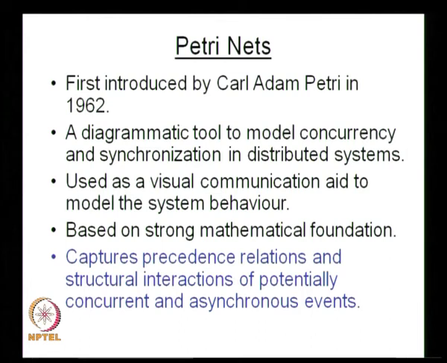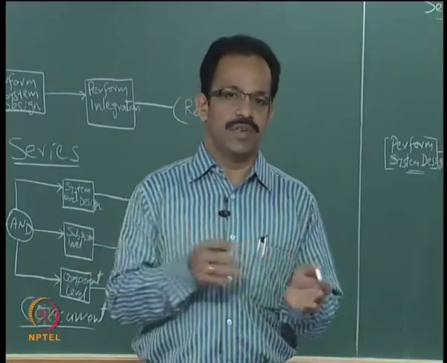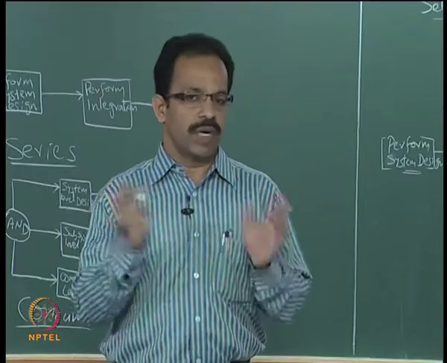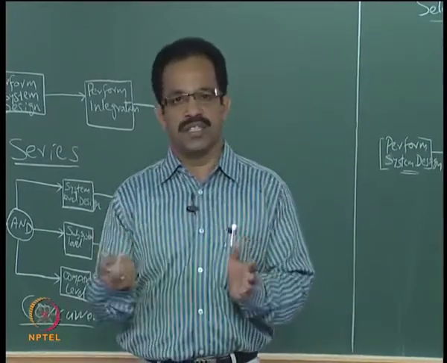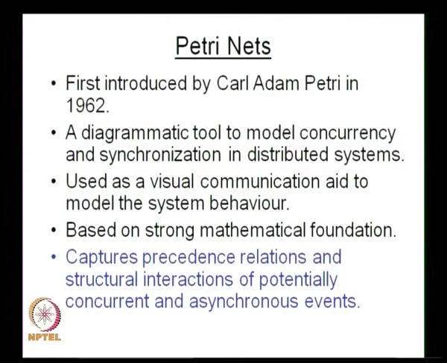As you can see here, the Petri Net was introduced by Carl Adam Petri in 1962, which is a diagrammatic tool to model concurrency and synchronization in distributed systems. We saw the concurrency of systems, but in some cases we need concurrency as well as synchronization. For example, take the traffic lights on the roads. When you have a junction, we will have multiple traffic lights, so we need some kind of synchronization between these traffic lights. How do we represent that kind of synchronization and concurrency? That can be done using Petri Nets, and it is used as a visual communication aid to model the system behavior.